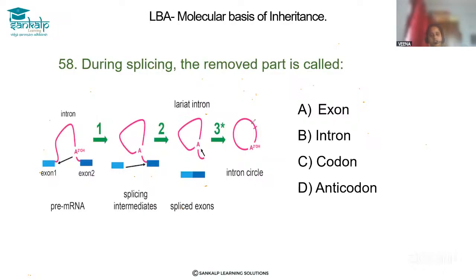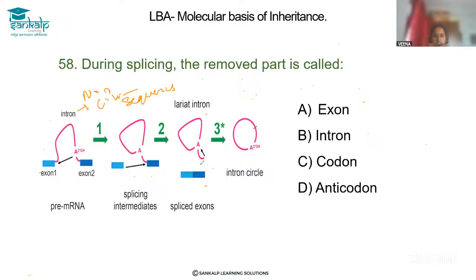Let's solve question 58. During splicing, the removed part is called. So dear students, splicing is a mechanism that involves removal of introns and the sealing of the exons, right? Already I've studied that introns are non-coding sequences. These are non-coding sequences, right? So these are removed during splicing.